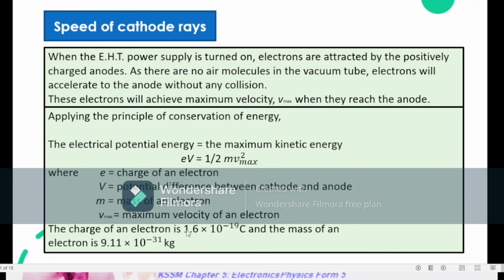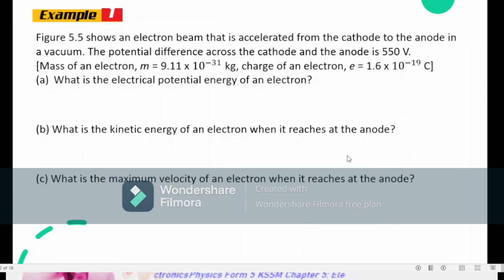The charge of an electron is 1.6 times 10 to the power negative 19 coulomb, and the mass of an electron is 9.11 times 10 to the power negative 31 kilogram. No need to memorize all these values. These will be given to you. Let's look at an example.